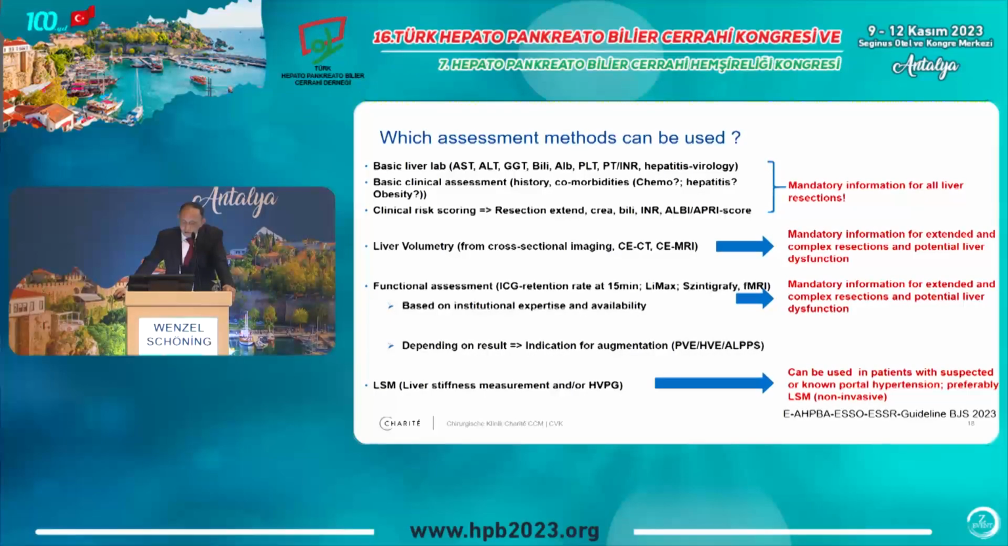What about liver stiffness measurements or hepatovenous pressure gradient measurements? The guideline says it can be used in patients with suspected portal hypertension, but we would say preferably we do the liver stiffness measurement by ultrasound because it's non-invasive.